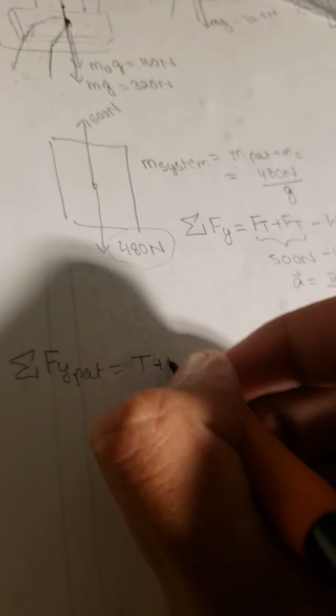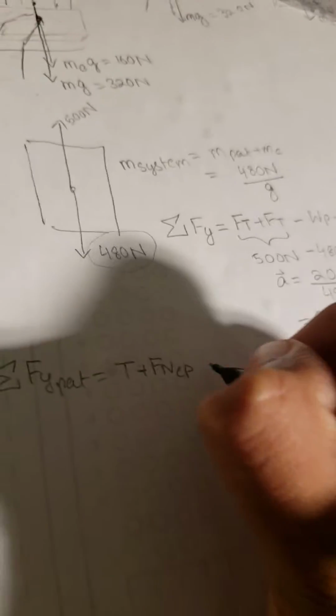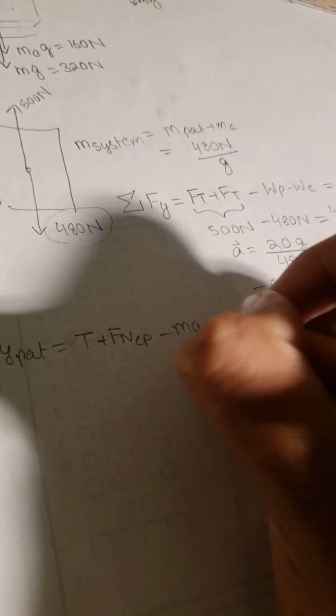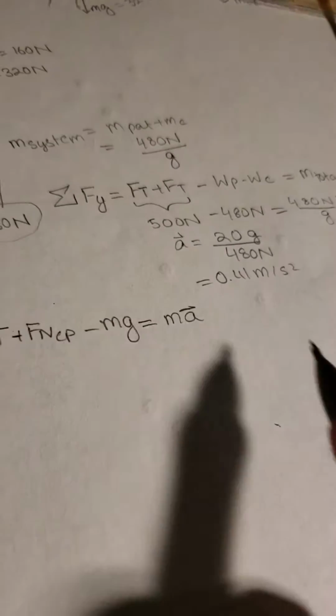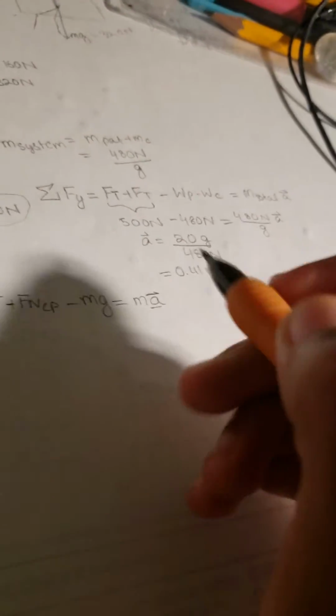So if we write Newton's second law for this direction again, we find it's equal to tension plus F_N (chair on Pat) minus his weight, and this is equal to the mass times acceleration. Now we already know the acceleration of the whole system. But if Pat is moving with the whole system, then his acceleration must also be equal to that of the system. So for a, we can simply plug in 0.41 meters per second squared.